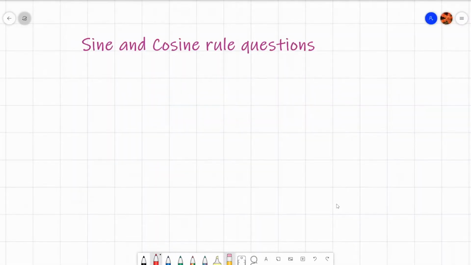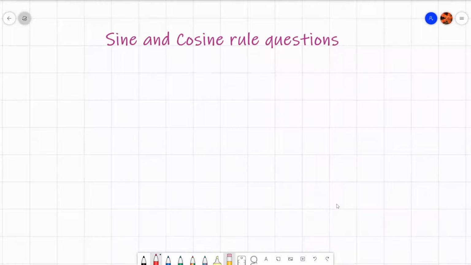Sine and cosine rule questions. In today's lesson, we will be looking at some GCSE style questions to do with using the sine and cosine rule. Okay, so I'm going to start by drawing myself a triangle.